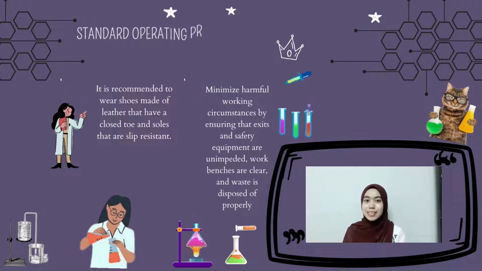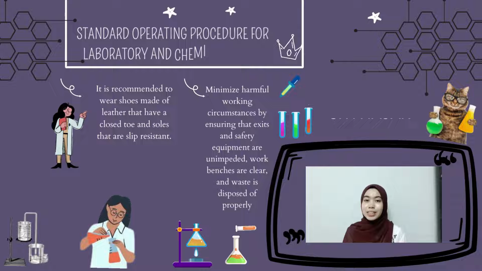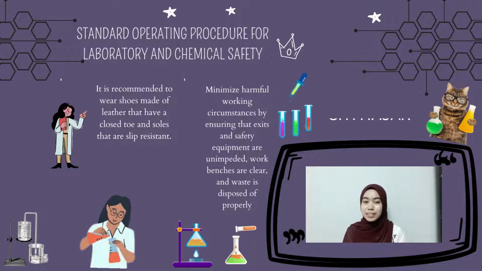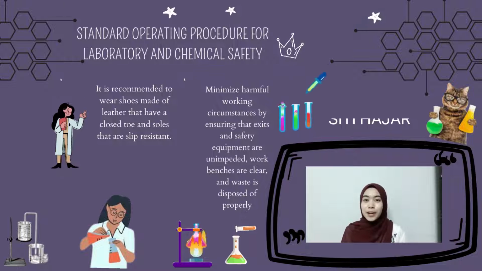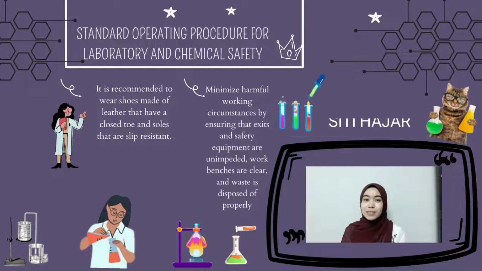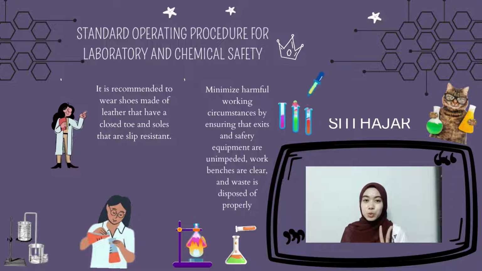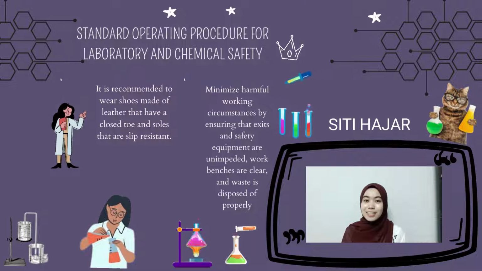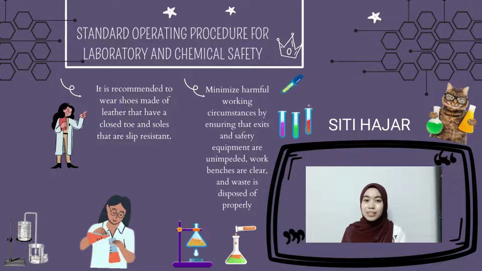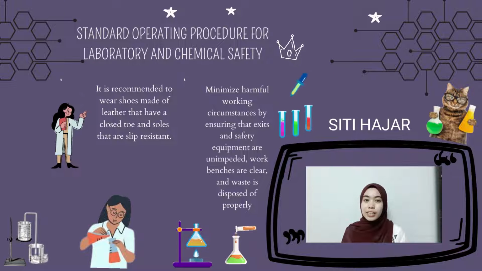For example, standard operating procedure for laboratory and chemical safety. For general safety procedure, first, wear leather shoes with slip-resistant soles. Number 2, reduce unsafe working circumstances by keeping access and safety equipment clear, workbench clear, and accumulated waste properly disposed of.